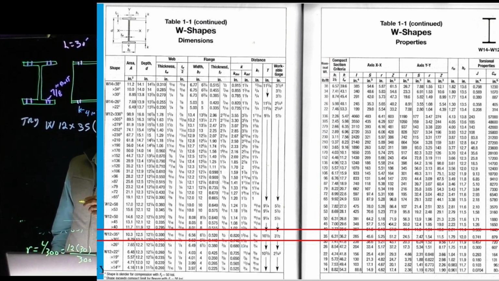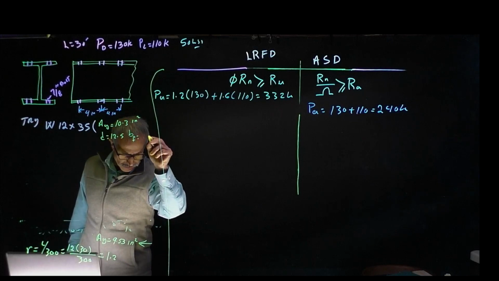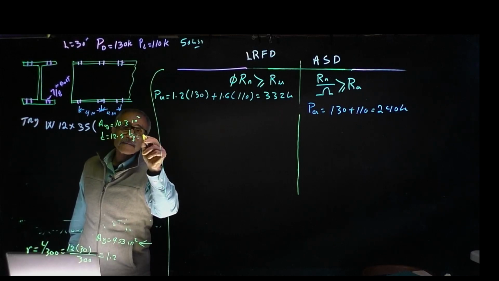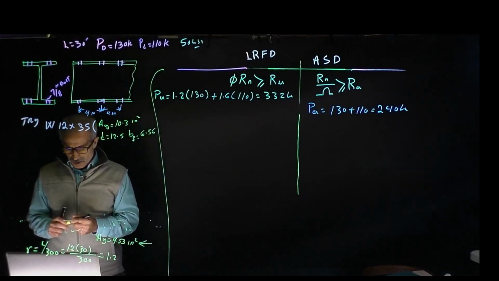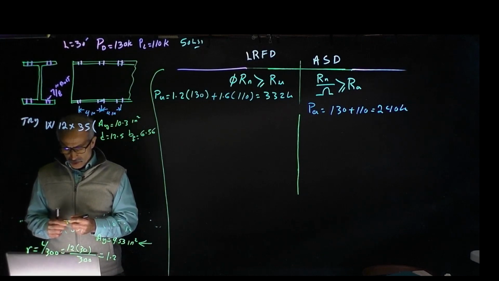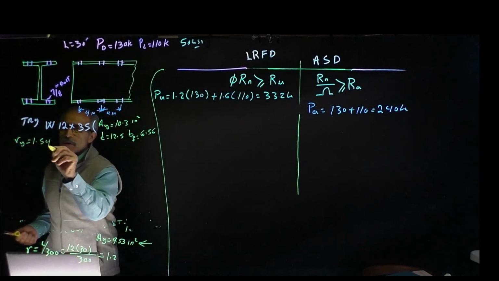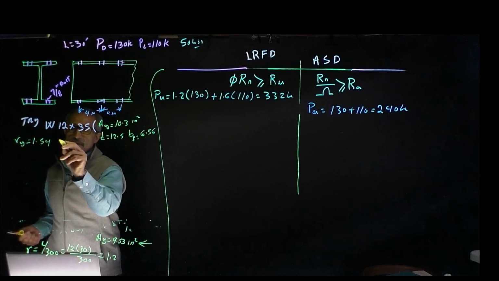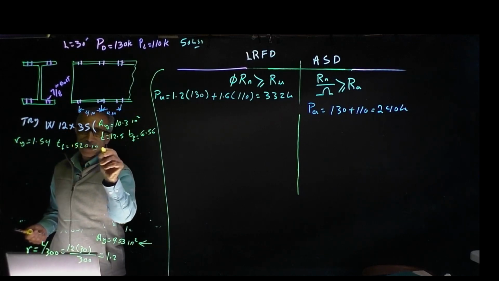And we have d equal to 12.5, and bf is equal to 6.56. And our ry is 1.54. ry is 1.54. We good there. And we have the tf, it's 0.520 inch.